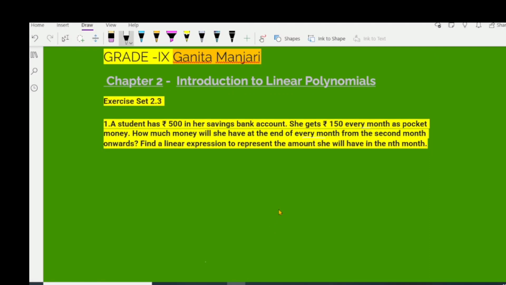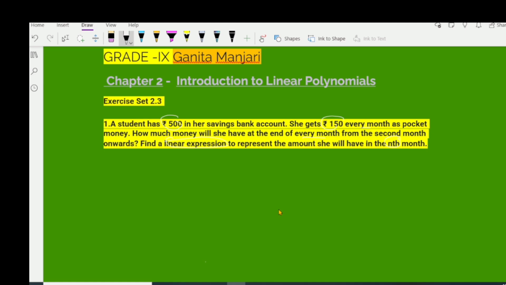First question, the student has rupees 500 in her saving bank account. She gets rupees 150 every month as pocket money. How much money will she have at the end of every month from the second month onwards? Find the linear expression. So you're going to find the linear expression to represent the amount she will have in the nth month. So we're going to find the linear expression in the nth month using the given information.